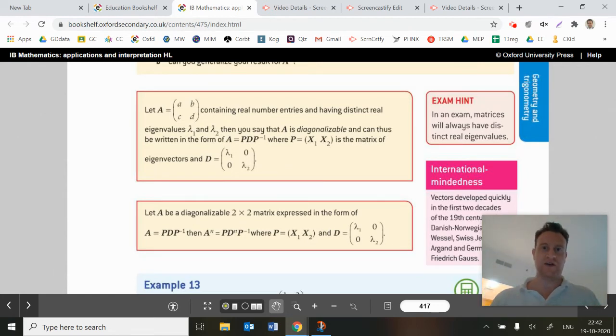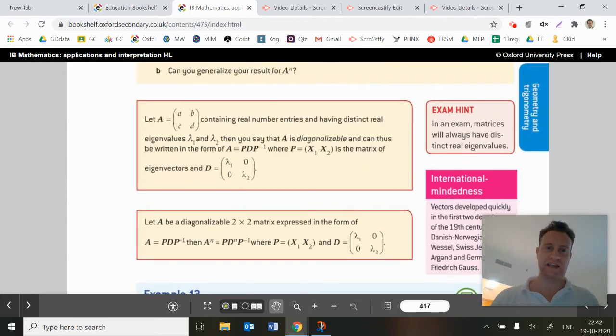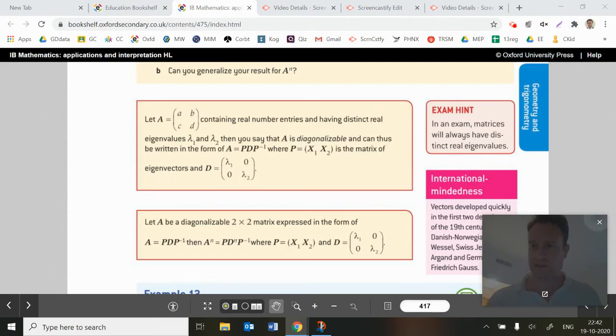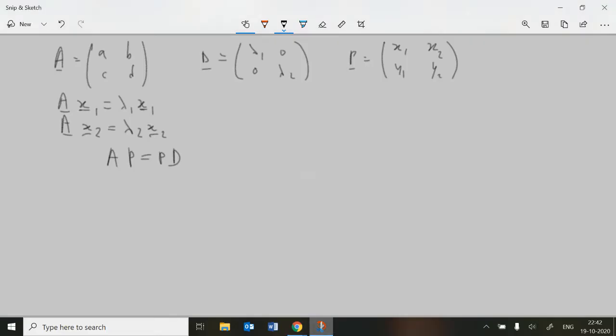And just to have a look at it up here as well, we've said A is this general matrix here, which has two distinct eigenvalues, and in that case, if A is diagonalizable, so if it's got these two eigenvalues, then A can be written in this particular form, which is what we're going to talk about in a second, and P is comprised of our eigenvectors and D is comprised of our eigenvalues. Okay, that's not really going to make a lot of sense just yet, but let's just show you this.